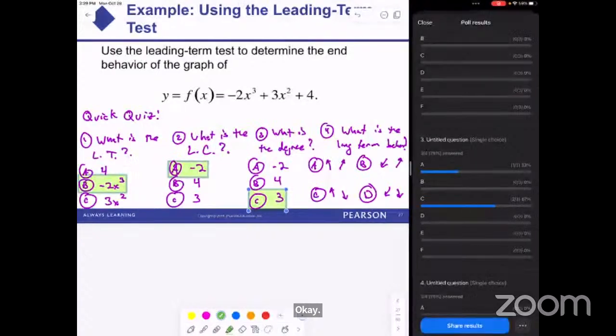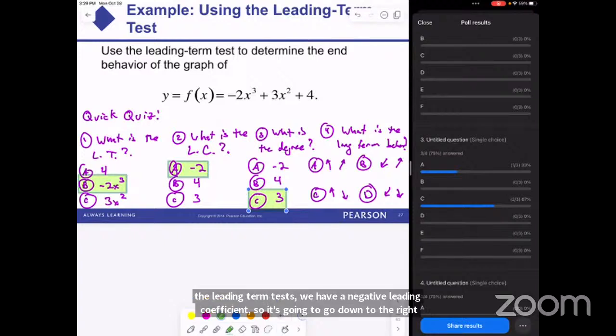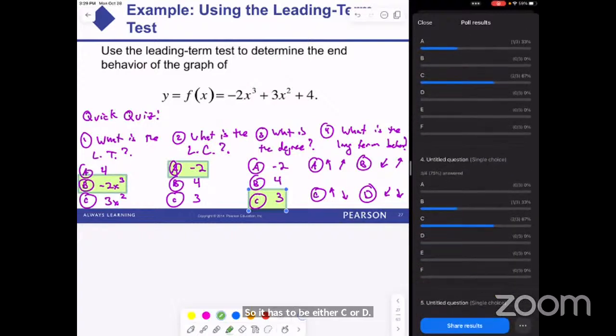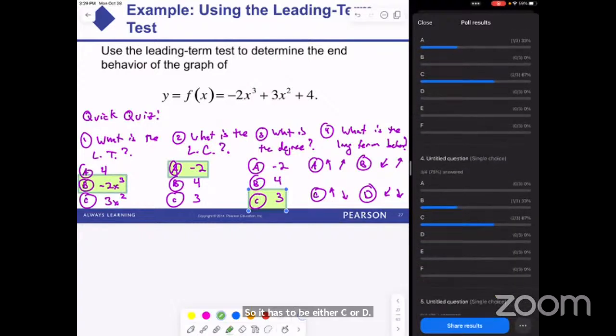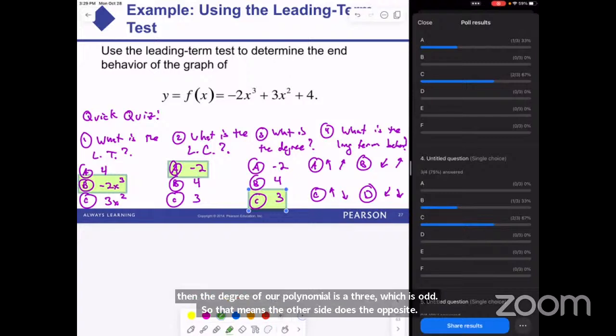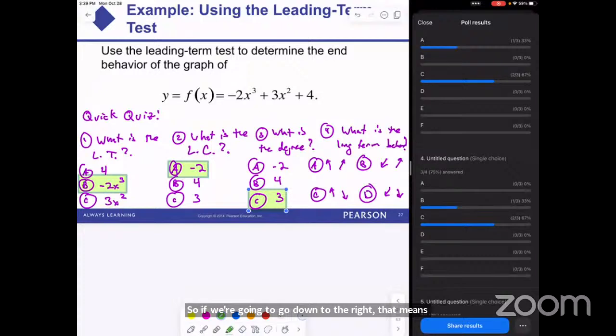What is the long-term behavior? Using the leading term test, we have a negative leading coefficient, so it's going to go down to the right. So it has to be either C or D. And then the degree of our polynomial is 3, which is odd. That means the other side does the opposite. So if we're going down to the right, we're going up to the left. The only one that does that is C.